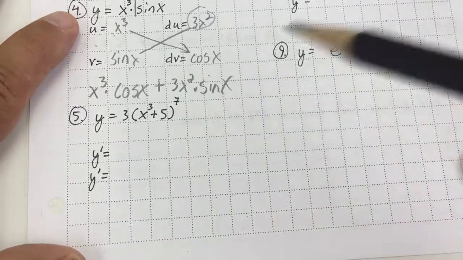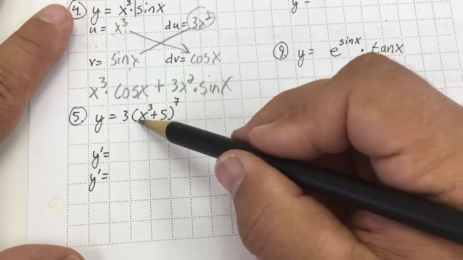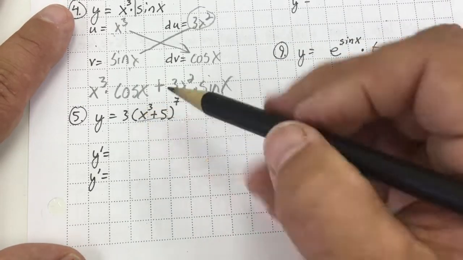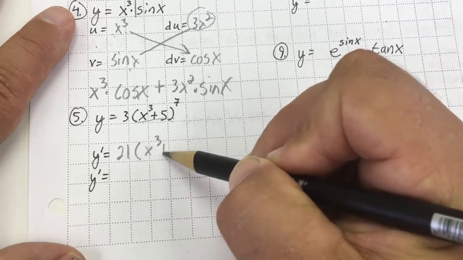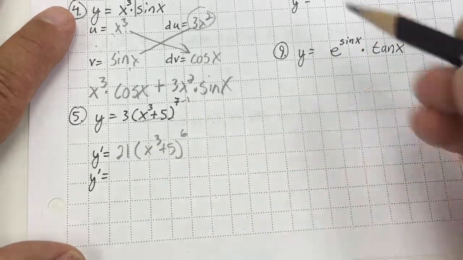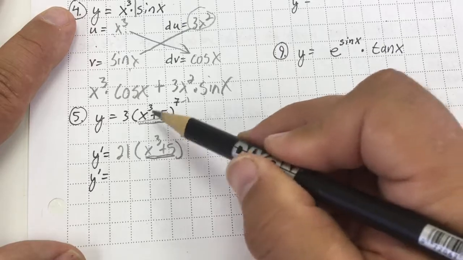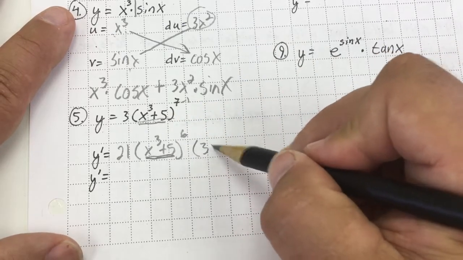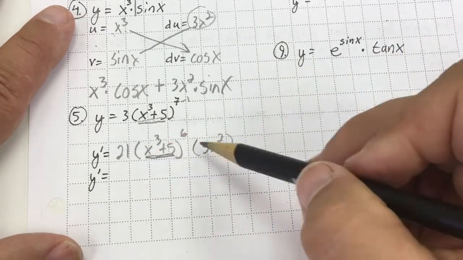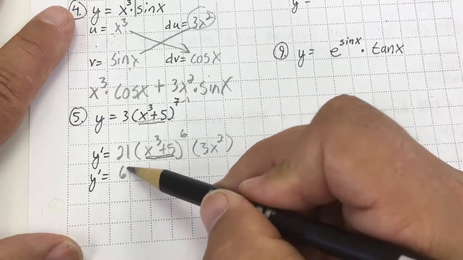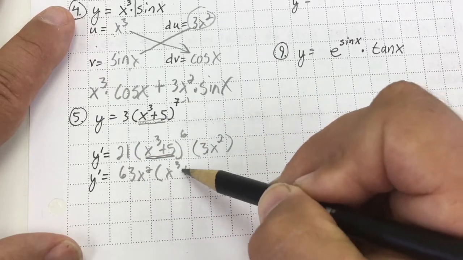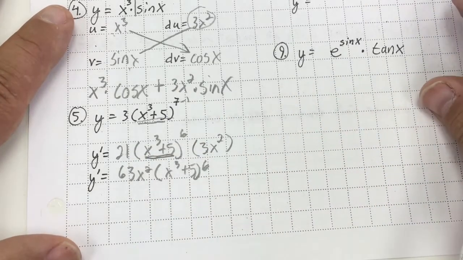Chain rule problem. I'm going to actually do a big derivative and then a little derivative. So the derivative is going to be 7 times 3, 21, times the quantity x cubed plus 5. Then I have to subtract 1 from that, to the 6th. But now I have to take the derivative of the inside. And the derivative of x cubed plus 5 is 3x squared. And we have to simplify a little bit. We have to write that out in front. So that's going to be 63x squared times x cubed plus 5 to the 6th.